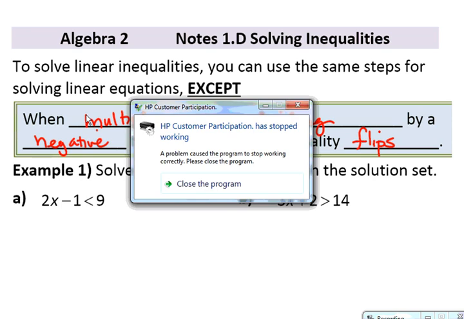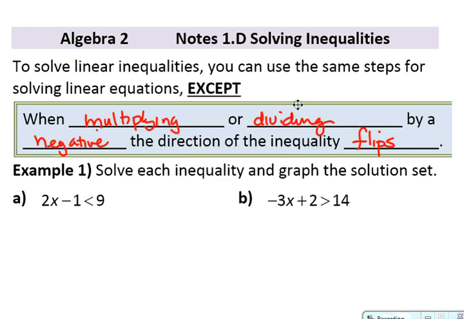So in example one, we're going to solve it. To solve it, we would add 1 to both sides. And that would leave us with 2x is less than 10. Then we finish by dividing both sides by 2. Notice this is a positive 2 that we're dividing by. And that's going to leave us then with x is less than 5.